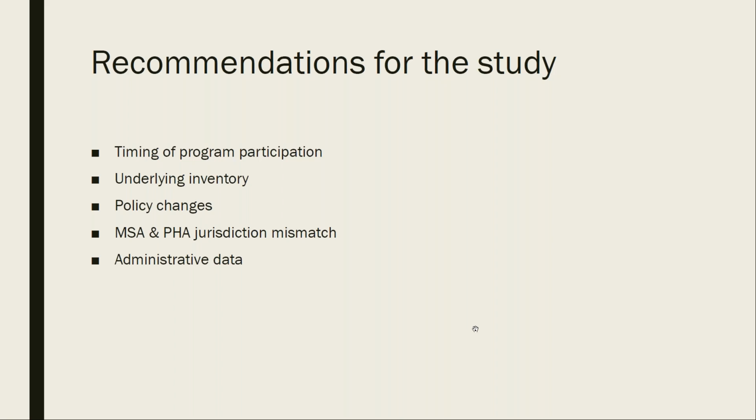Another thing I would recommend is to really think about the underlying inventory. I would be curious if you ran this with just vouchers and then just public housing, and see if anything is different. There have also been some policy changes. In '92, there were some pretty big changes to how housing authorities designated units for elderly and disabled households. And it would be good to learn about that.